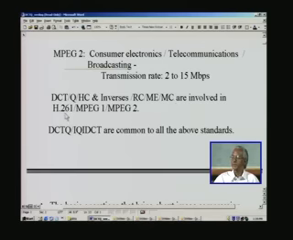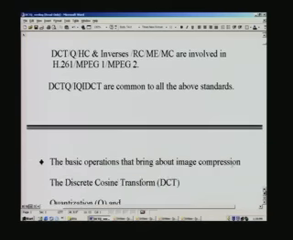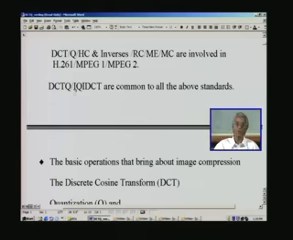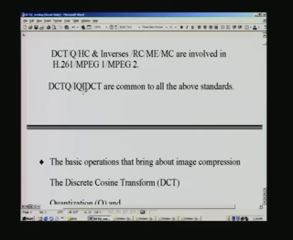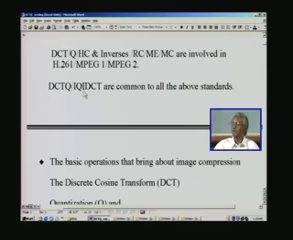For example, 261 for video telephone conferencing, then for storage as well as for broadcast quality compression, for all this DCTQ, IQ IDCT are common to these standards, and that is the reason why I had taken DCTQ to start with. This also will be used, although it will not be explained, because it is the exact counterpart of DCTQ.